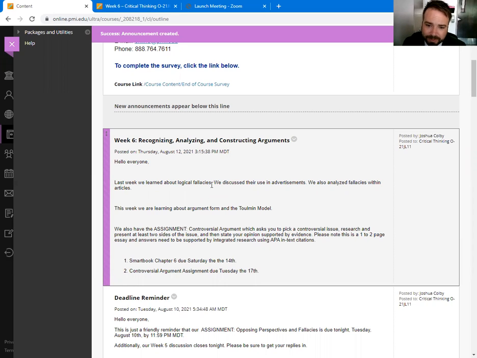And we have the assignment, controversial argument, which asks you to pick a controversial issue, research and present at least 2 sides to the issue, and then state your opinion supported by evidence. So this is a 1 to 2 page essay, and your answers need to be supported by integrated research using APA in-text citations. Our work for the week: Smart Book Chapter 6 is due on Saturday the 14th, and the controversial argument assignment is due Tuesday the 17th. Please notice there's no discussion this week.